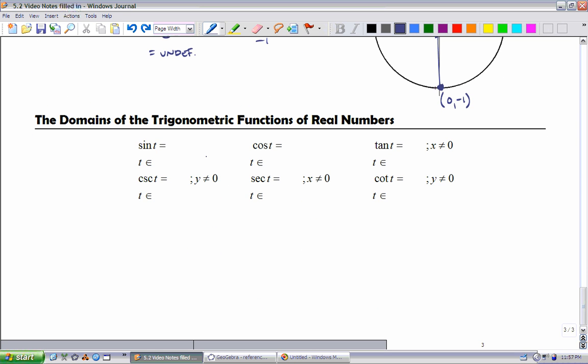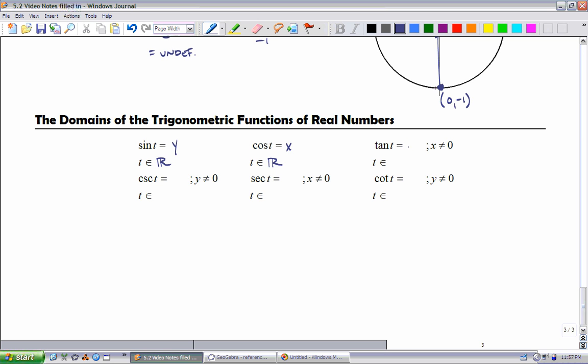The domains of the trig functions. Alright, the question here is, if I put in an angle, what can I get out? Well, remember, sine of the angle is just equal to y on the unit circle. And for any angle I put in, I'll get a y value out. So really, I can put any angle in sine. It doesn't have any restrictions. Cosine is similar. I can put in any angle and get some x value out.